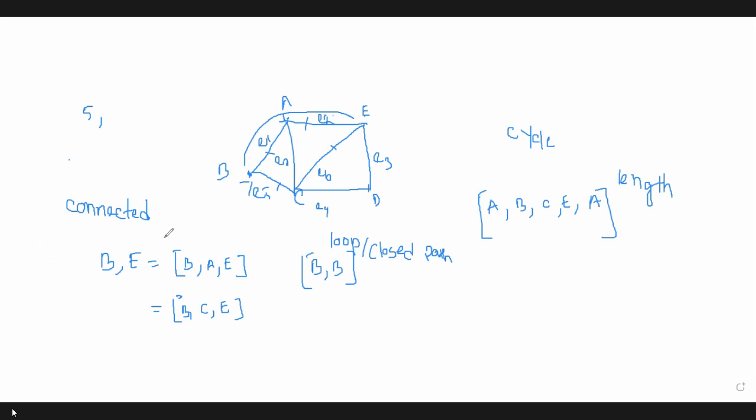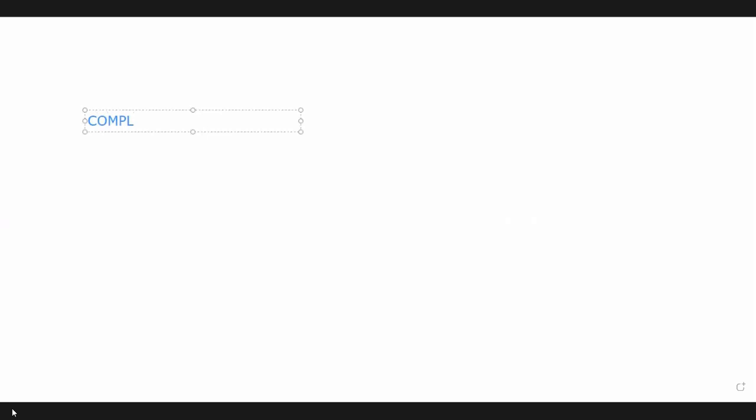Okay, so that is connected graph. Now there is another kind of graph we can use, and it's called complete graph. Okay. So what is complete graph? In the previous one, in connected graph, there is actually one edge between any two nodes. Okay. In connected graph, any two nodes cannot have more than one edge.